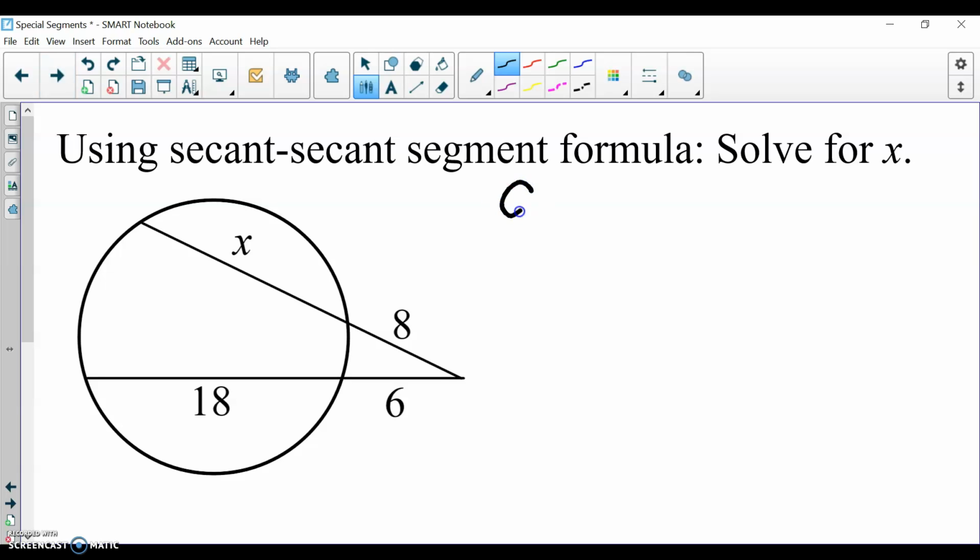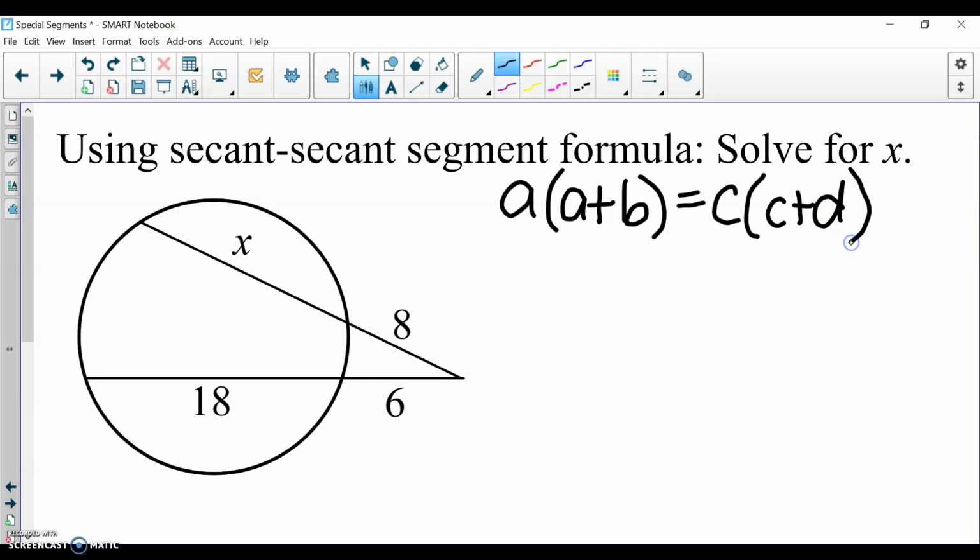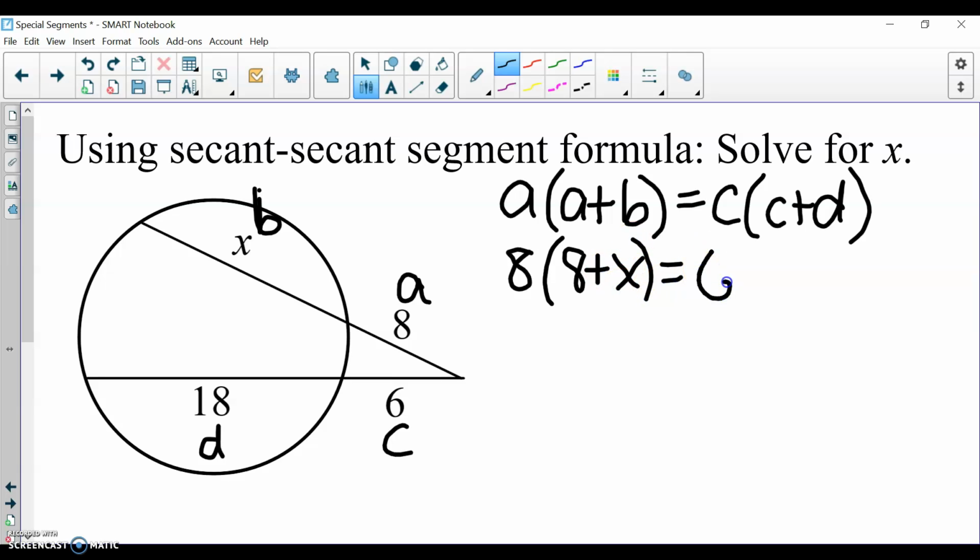Again, generalizing that, I'm going to go ahead and use a times a plus b equals c times c plus d, where a and c are the external parts for each secant segment. So I can let 8 be little a, x is going to be b, 6 is little c, and 18 is little d. And so substituting in, we'll do 8 times 8 plus x equals 6 times 6 plus 18.